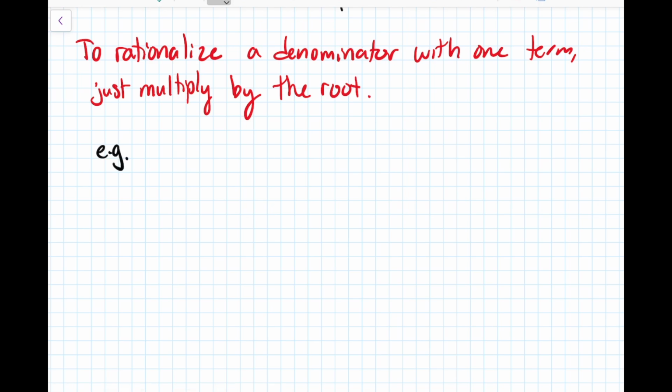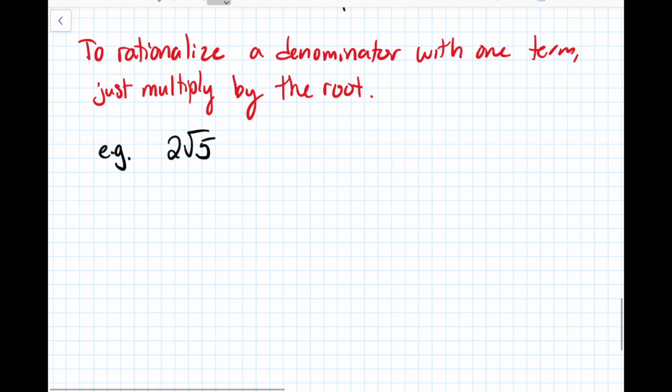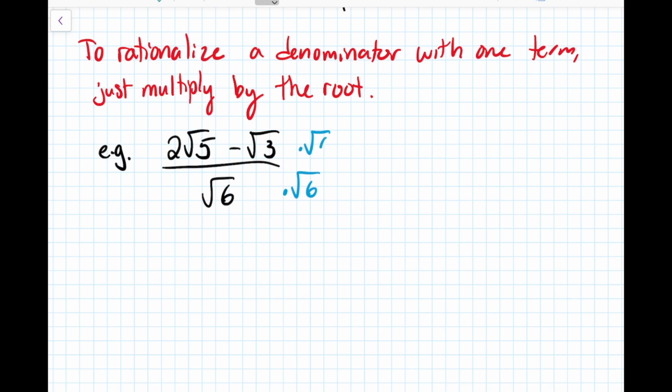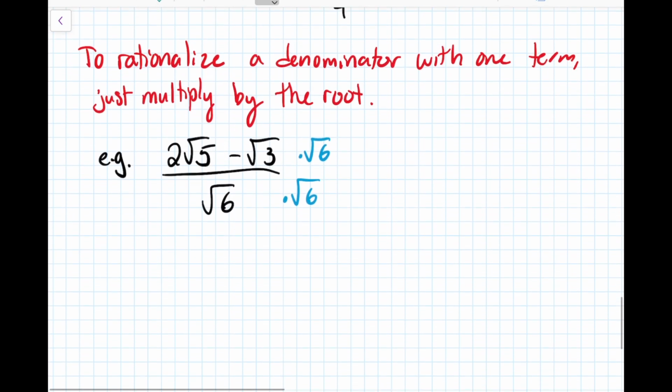Okay, so let's say we had a slightly more complicated numerator. So 2 root 5 minus root 3 over root 6. So we want to multiply the top and the bottom of this again by just root 6. If you do that up top, though, think really carefully. That means you're going to have to distribute.